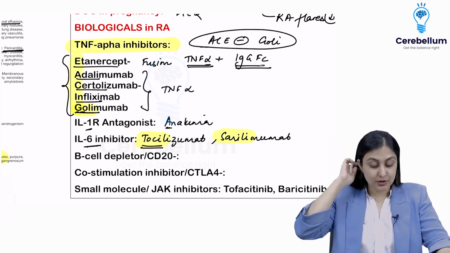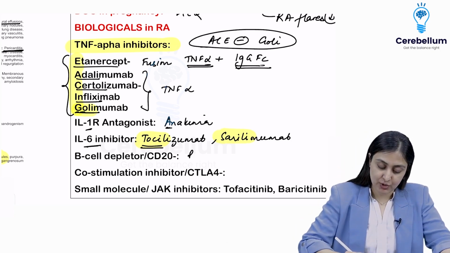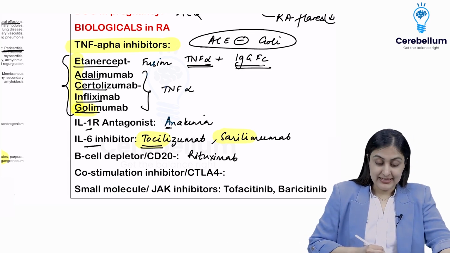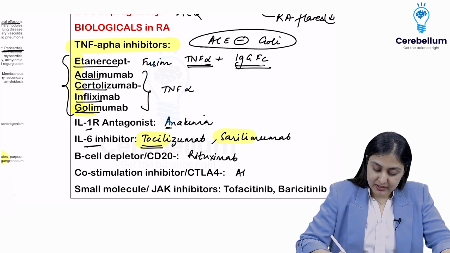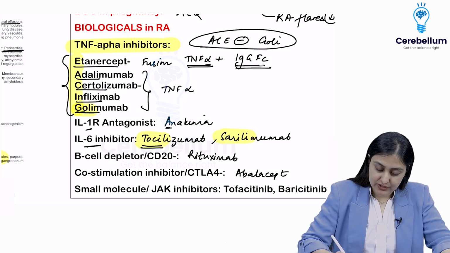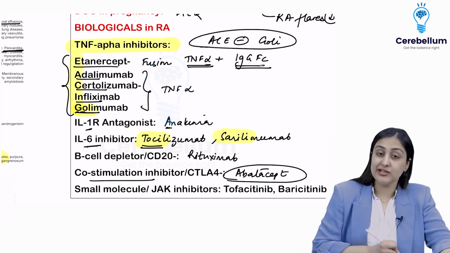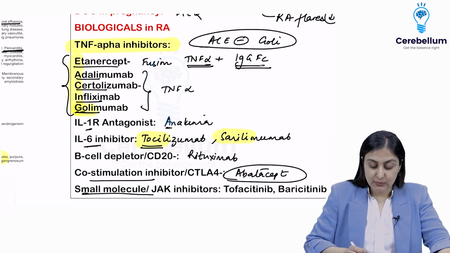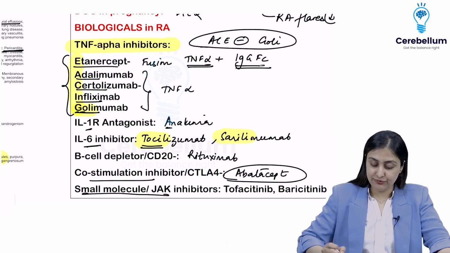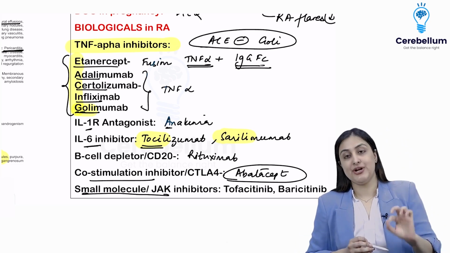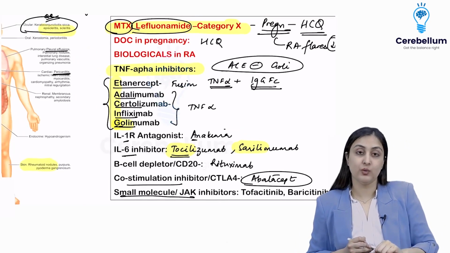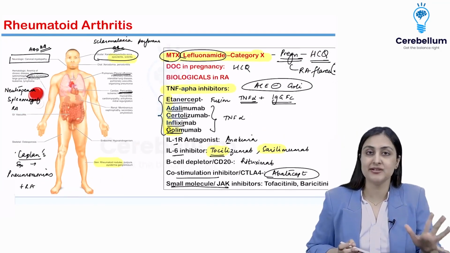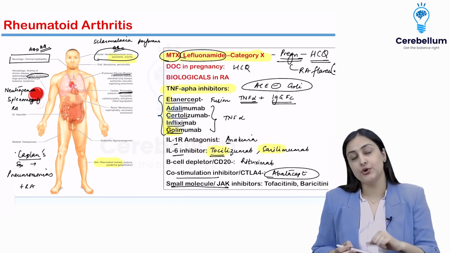B cell depleter or CD20 inhibitor, I'm sure you already know this. This is rituximab. Then CTLA4 inhibitor is abatacept, very important. So this is abatacept, co-stimulation is the CTLA4 marker as we've done in immunology, and small molecule JAK inhibitors are tofa and baricitinib. Alright, so this list you definitely want to go through one more time. Keep this in your choti copy, go through this once. This has the highest chance out of all of the new drugs to be asked.